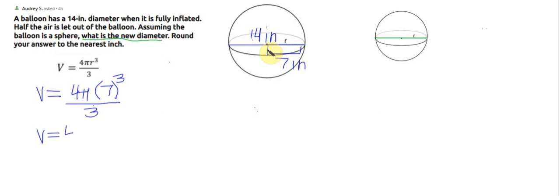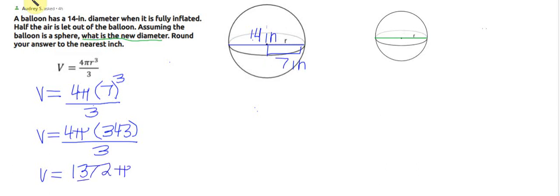So we get 4 pi times, remember your order of operations, 343. Then you can multiply 343 times 4, and you'll get that your volume is 1372 pi over 3 inches cubed. That's how much space this balloon is originally going to be taking up.